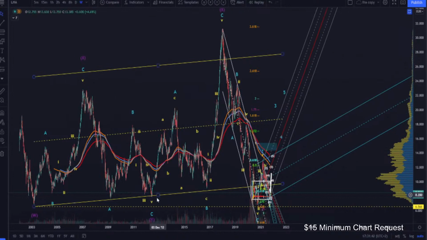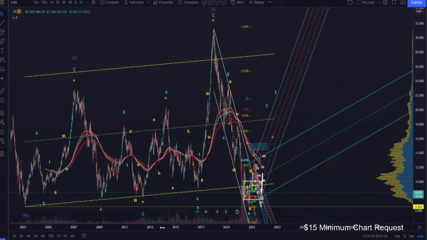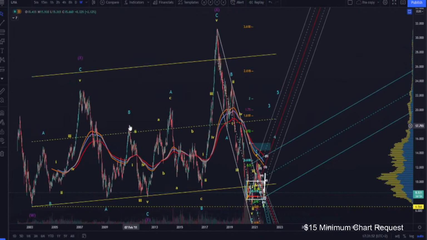Well, pardon me. There are circumstances where you could have an ABC, but within the 3, there's going to be a 5. I don't want to simplify it too much. But what we can see here is that all of these impulses are coming down here.